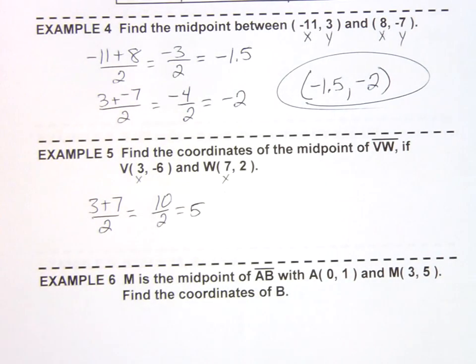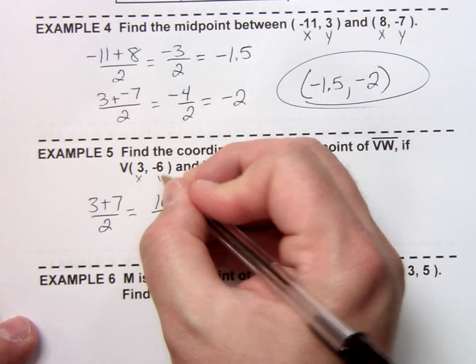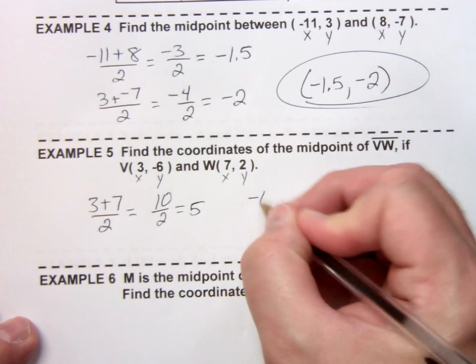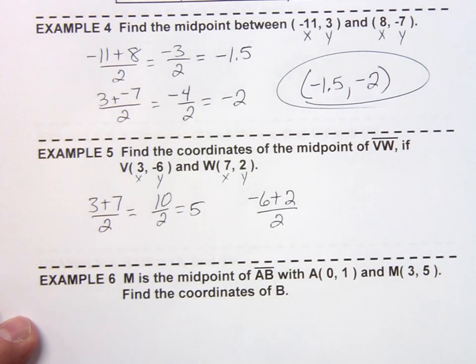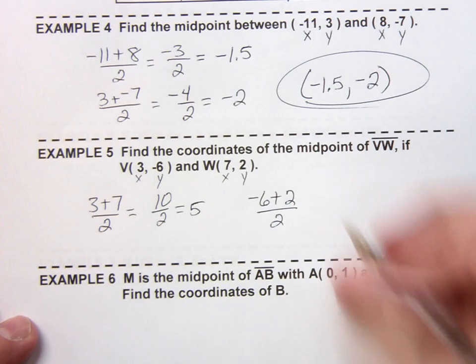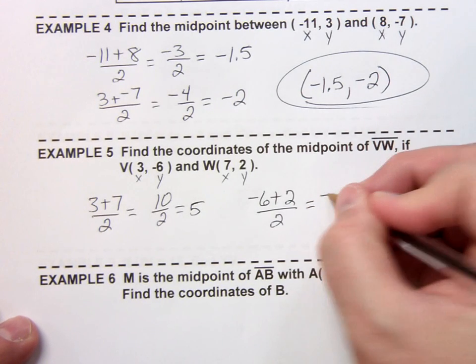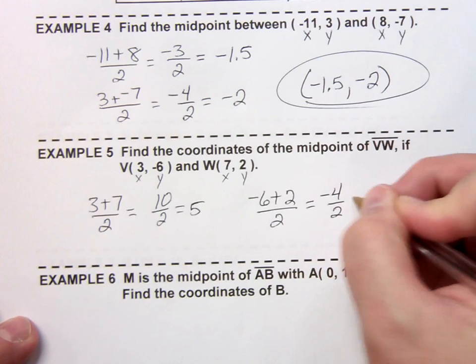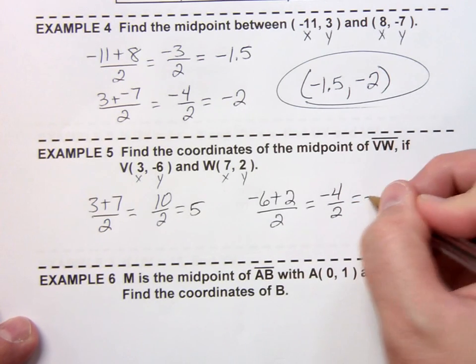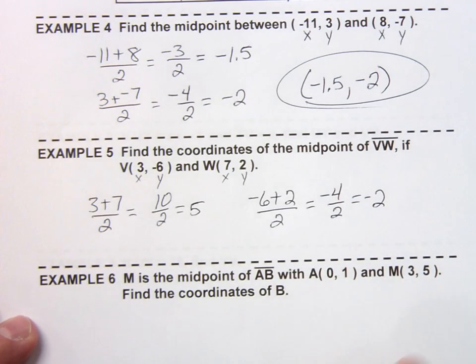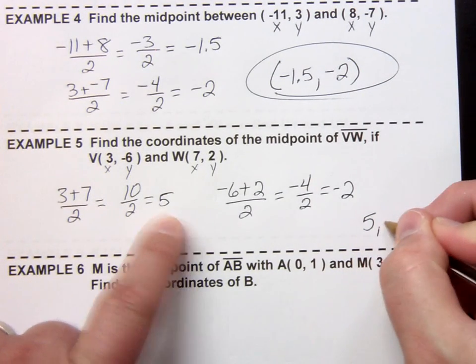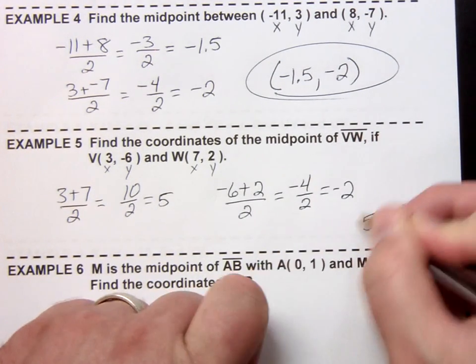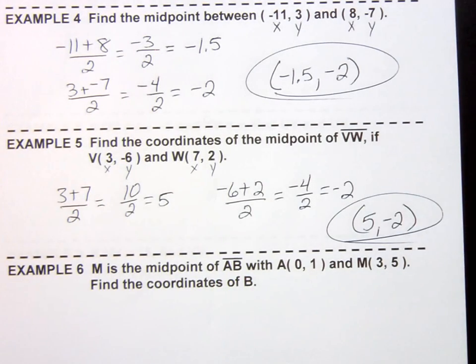Let's do the same thing for the y's. The y values are negative 6 and 2. So I take negative 6 and 2, add them together, and divide by 2. Just averaging them, finding the mean. So negative 6 plus 2 is negative 4. Negative 4 divided by 2 is negative 2. So there's the y coordinate. So when I write my answer, the x coordinate is 5 and the y coordinate is negative 2. And that is where you will find the midpoint for line segment VW.